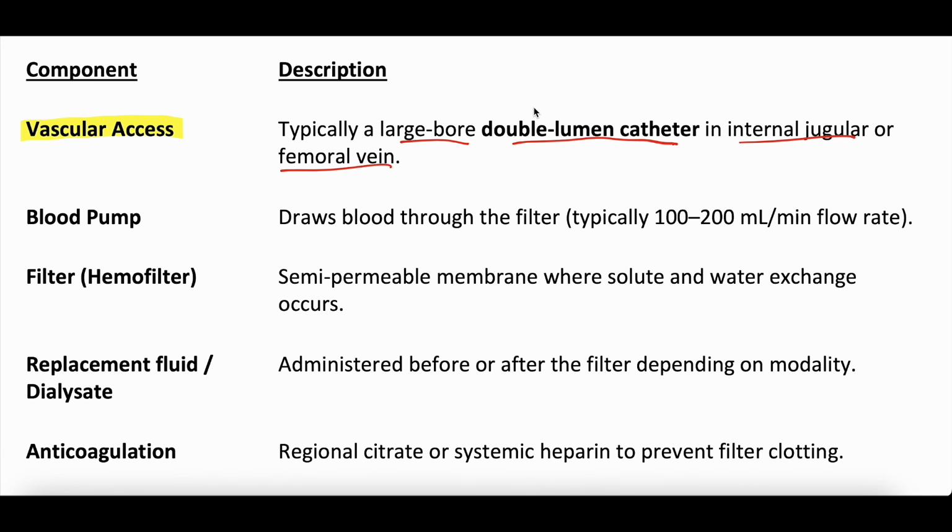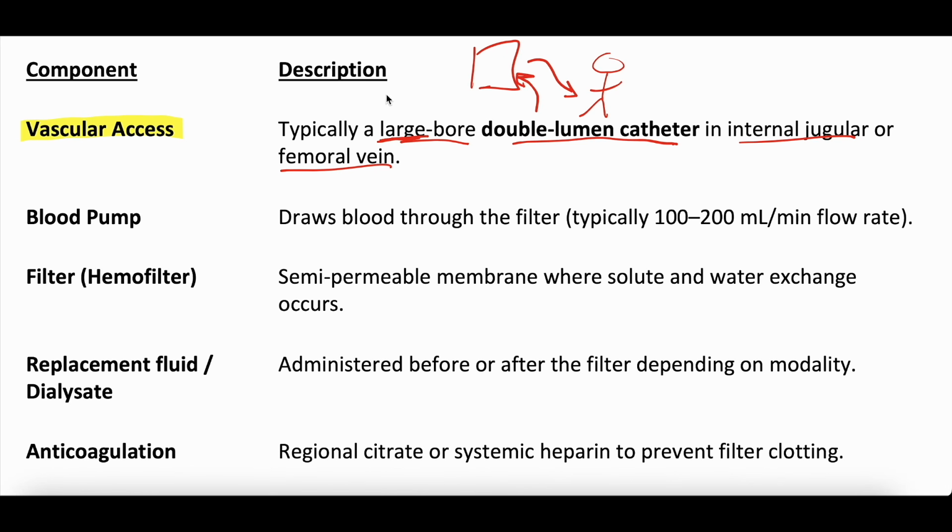vein. And of these two lumens, one draws blood out of the body to the dialysis machine, and the other one sends post-dialysis blood from the machine back into the body. And they need to be large bore. A lot of people use verbiage like trialysis, which is a big one that we sometimes use to place this.